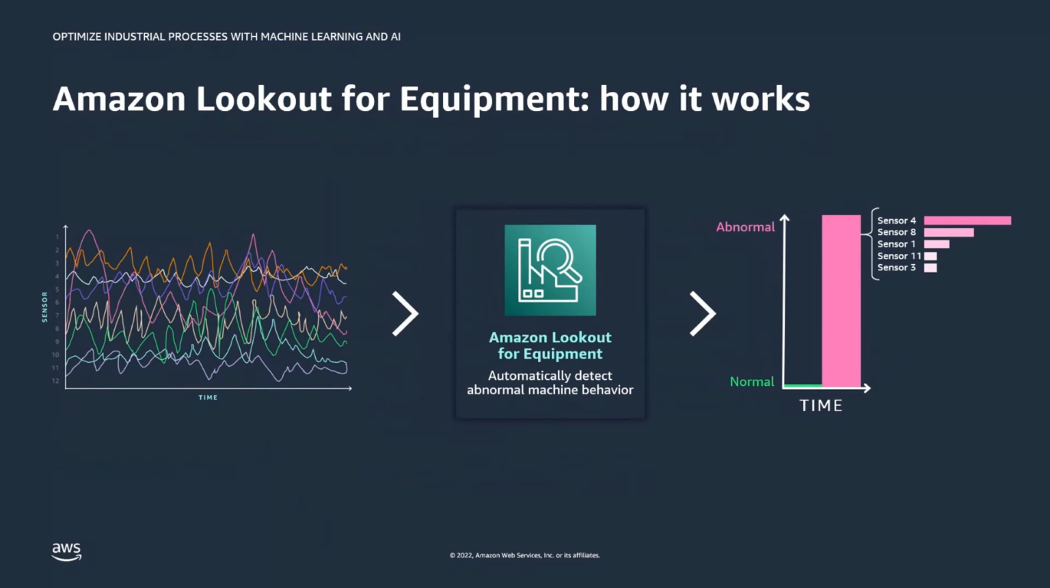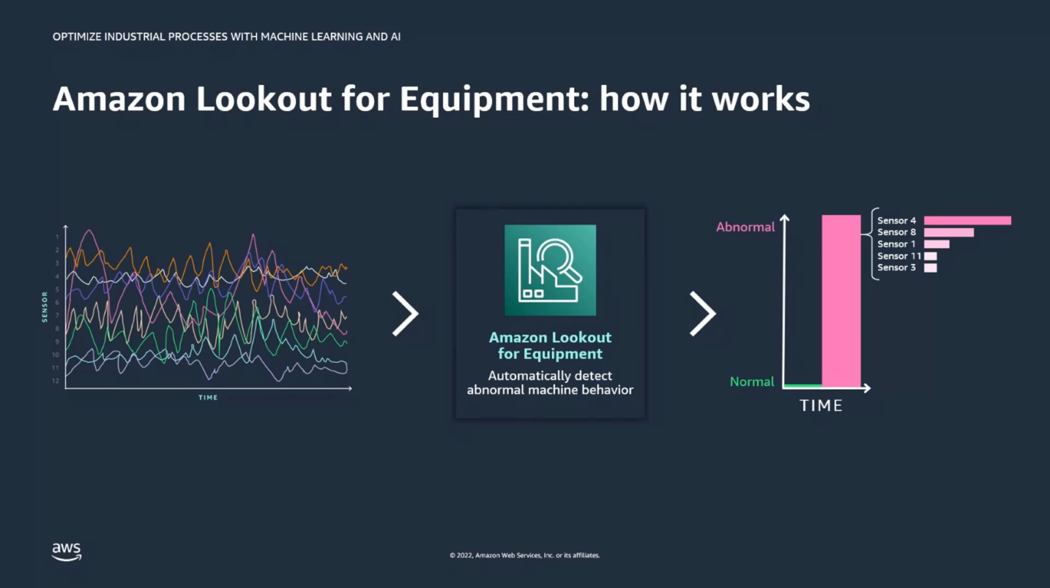So how does it work? In a nutshell, you bring your data to Lookout for Equipment, and it will model the behavior of that equipment to be able to tell you when normal behavior is happening for that equipment or alert you to any abnormality in the behavior of a specific asset.